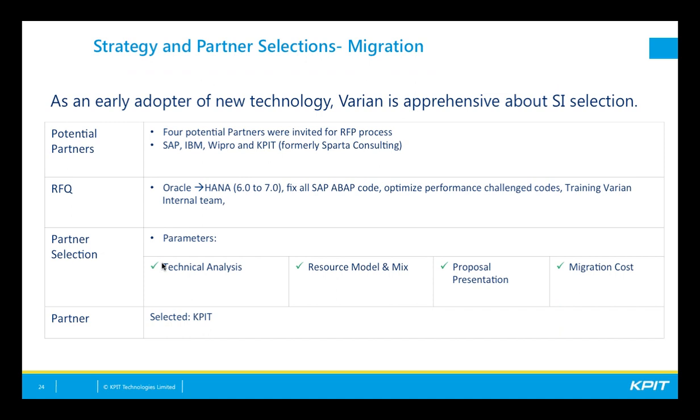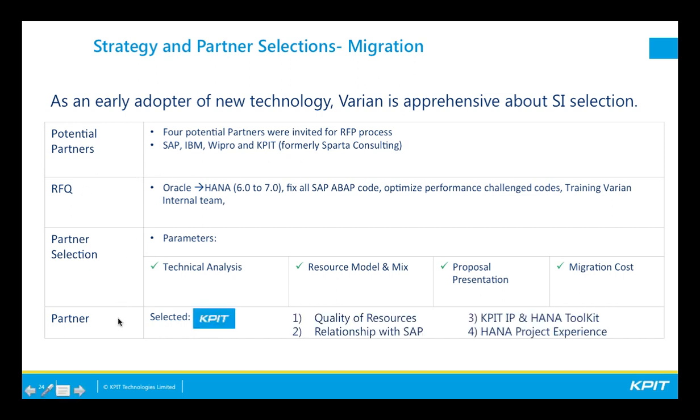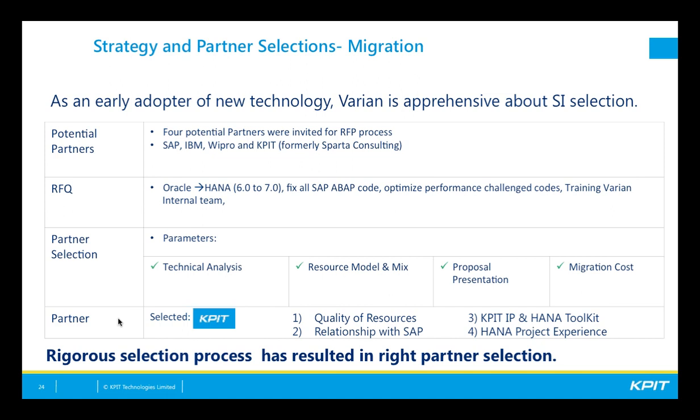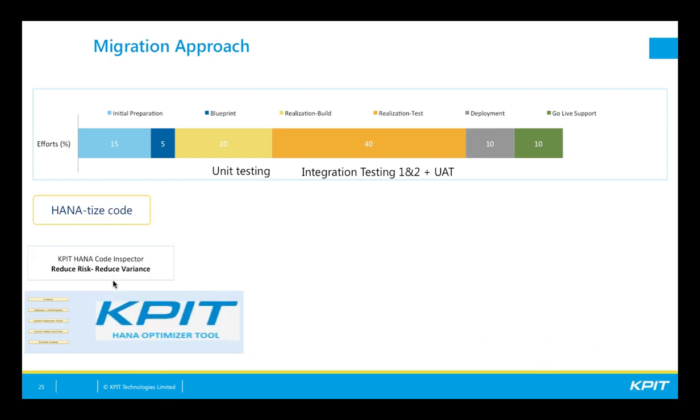So at the end of that very detailed solution integrator process, we ended up shortlisting 4 different vendors: SAP, IBM, Wipro, and KPIT. There was, as I mentioned, an RFP that went out. The final selection was KPIT, and that was primarily based upon the quality of resources, the relationship they have with SAP, the KPIT HANA toolkit that Hans will showcase in just a few minutes, as well as their previous HANA project experience. Next slide, please.